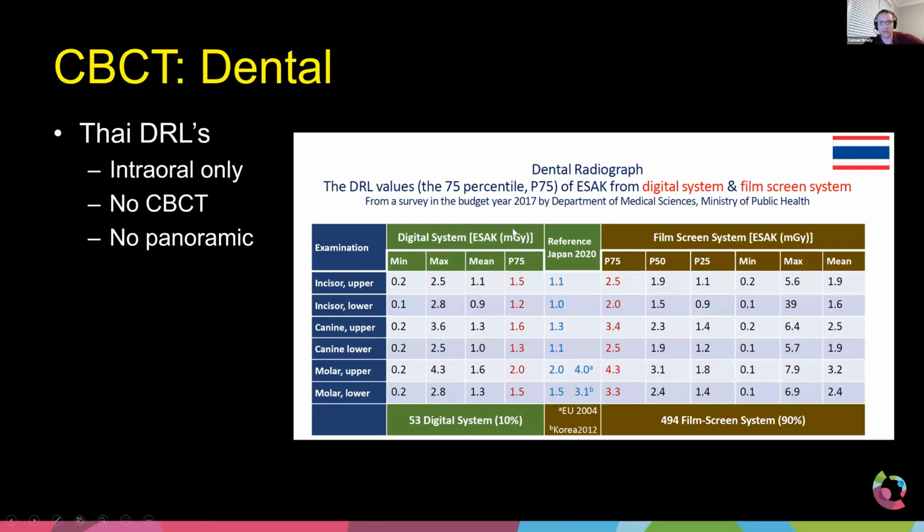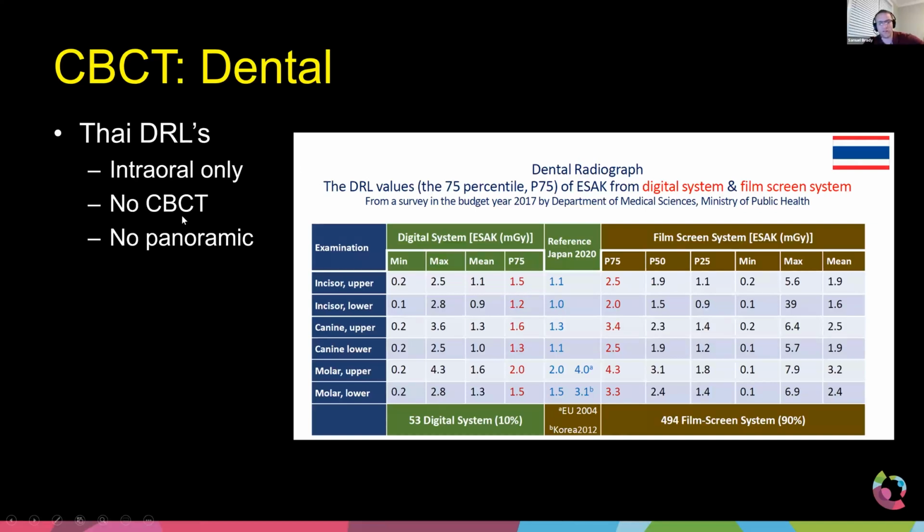So that's great. And you both did it for digital and for screen film. And that's wonderful that you distinguish between the two, because of course they are going to be subtly different. Film is always higher. As you can see here, it's about 2 times as high as digital.